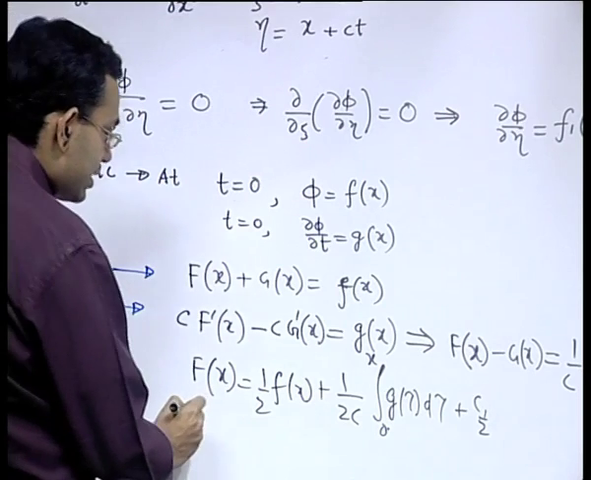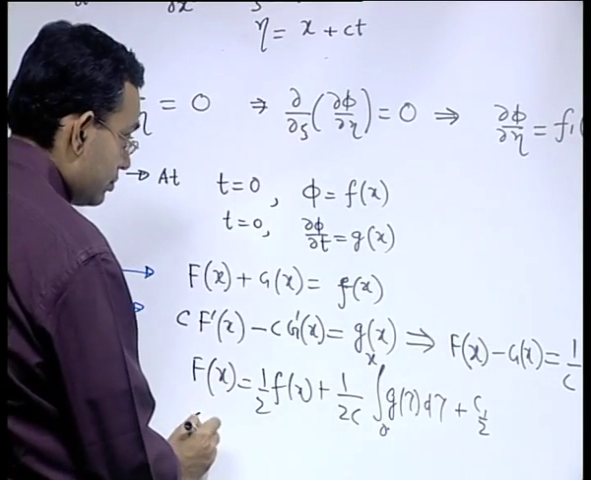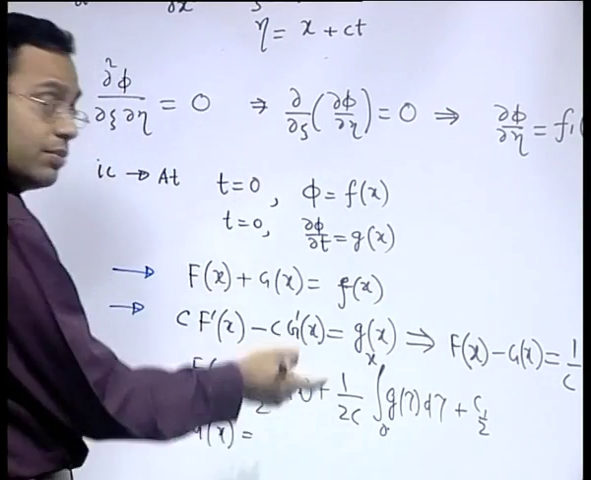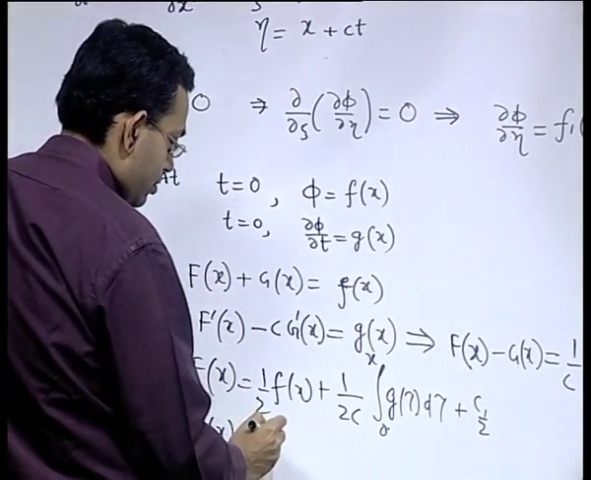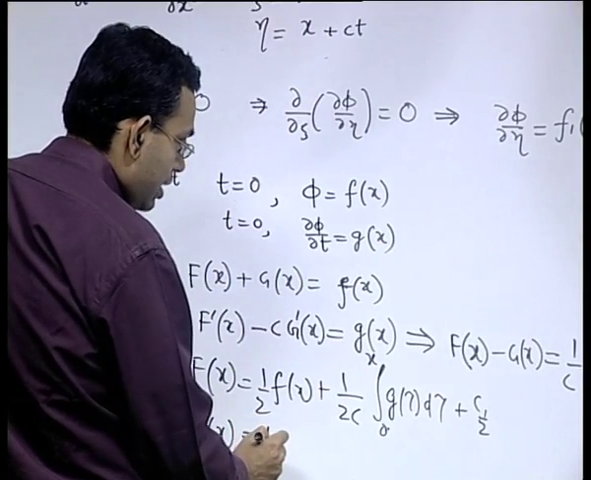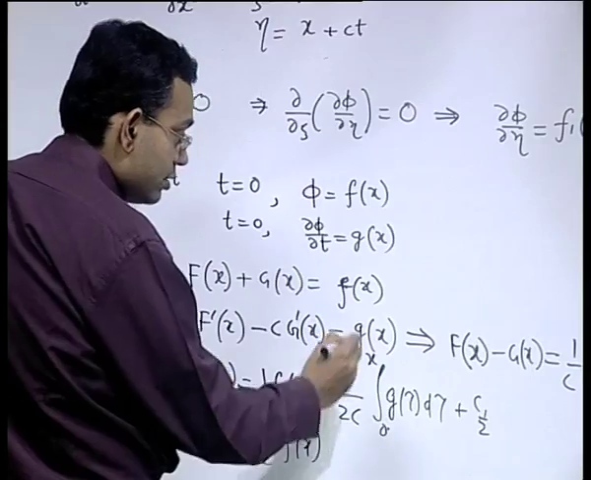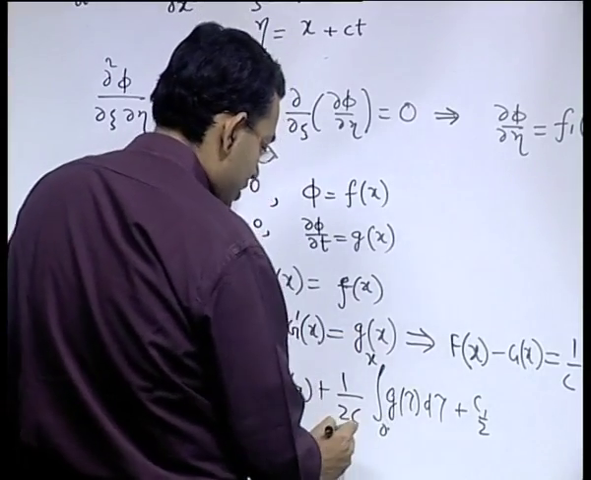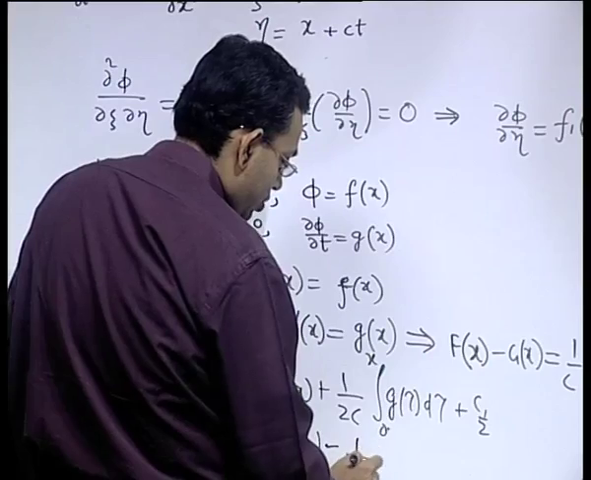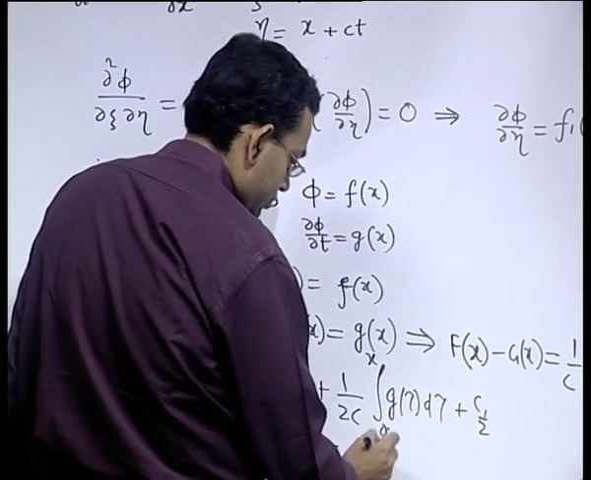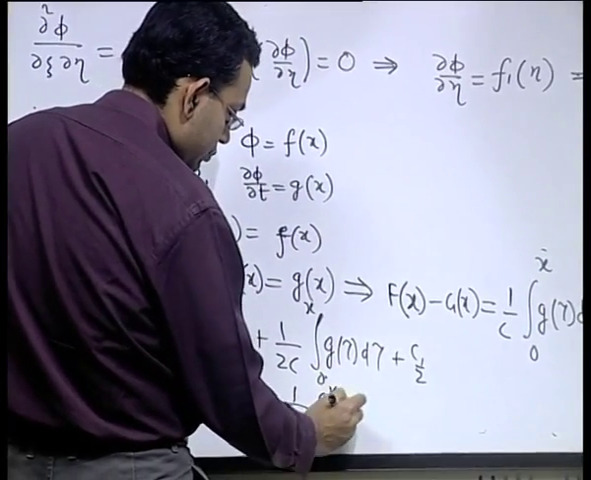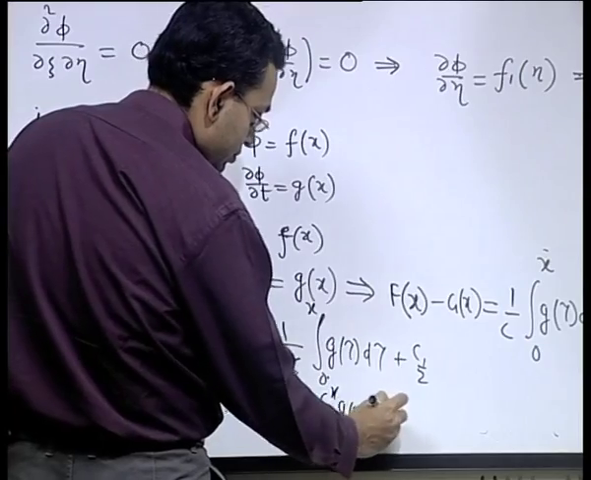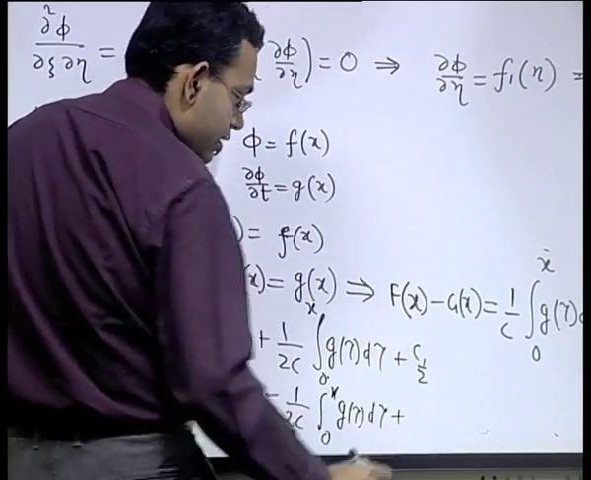And what is Gx? That is obtained by subtracting these two. So half of fx minus 1 by 2c minus c1 by 2.